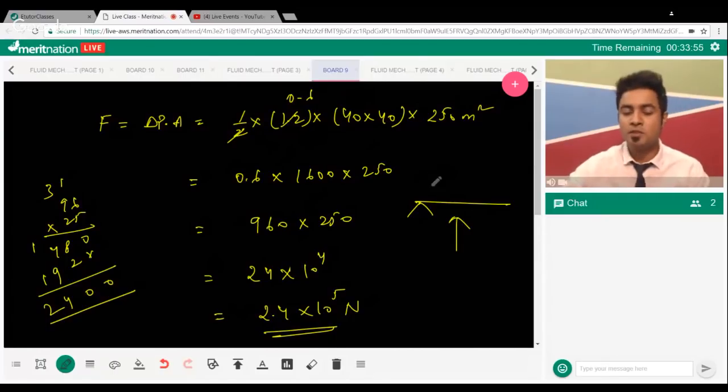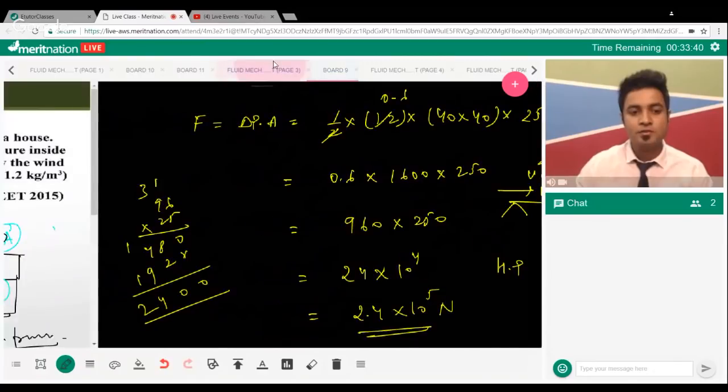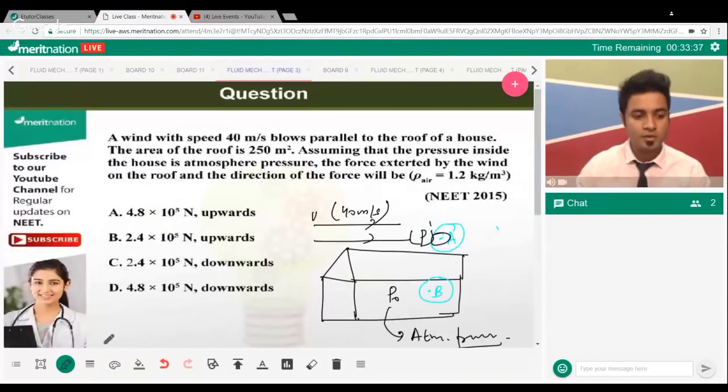Why from the bottom to the top? Because where the velocity is more, the pressure has to be less, and here the pressure has to be high. So body always moves from high pressure to the low pressure. This is why the force is being acted from the bottom. Okay, so this is how you have to solve it. So which option should be correct, guys? The option, the force will be right.